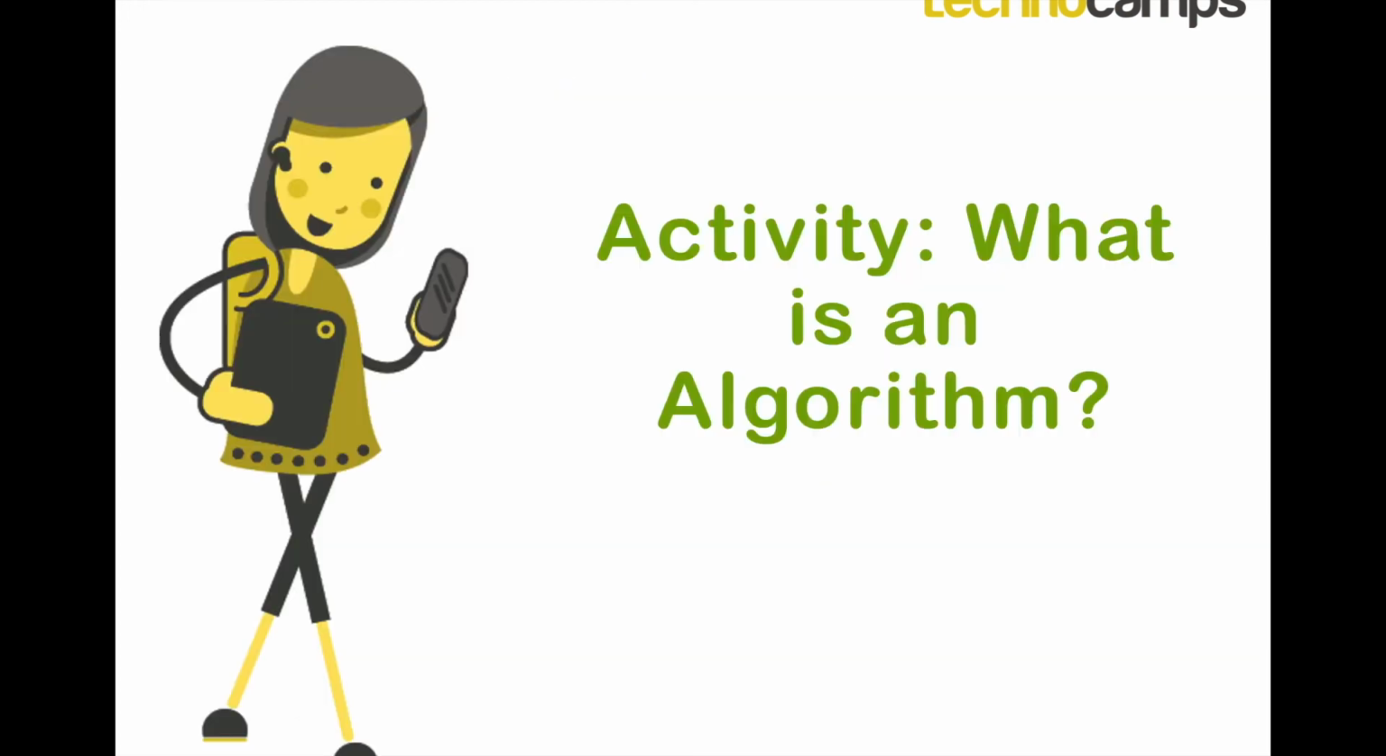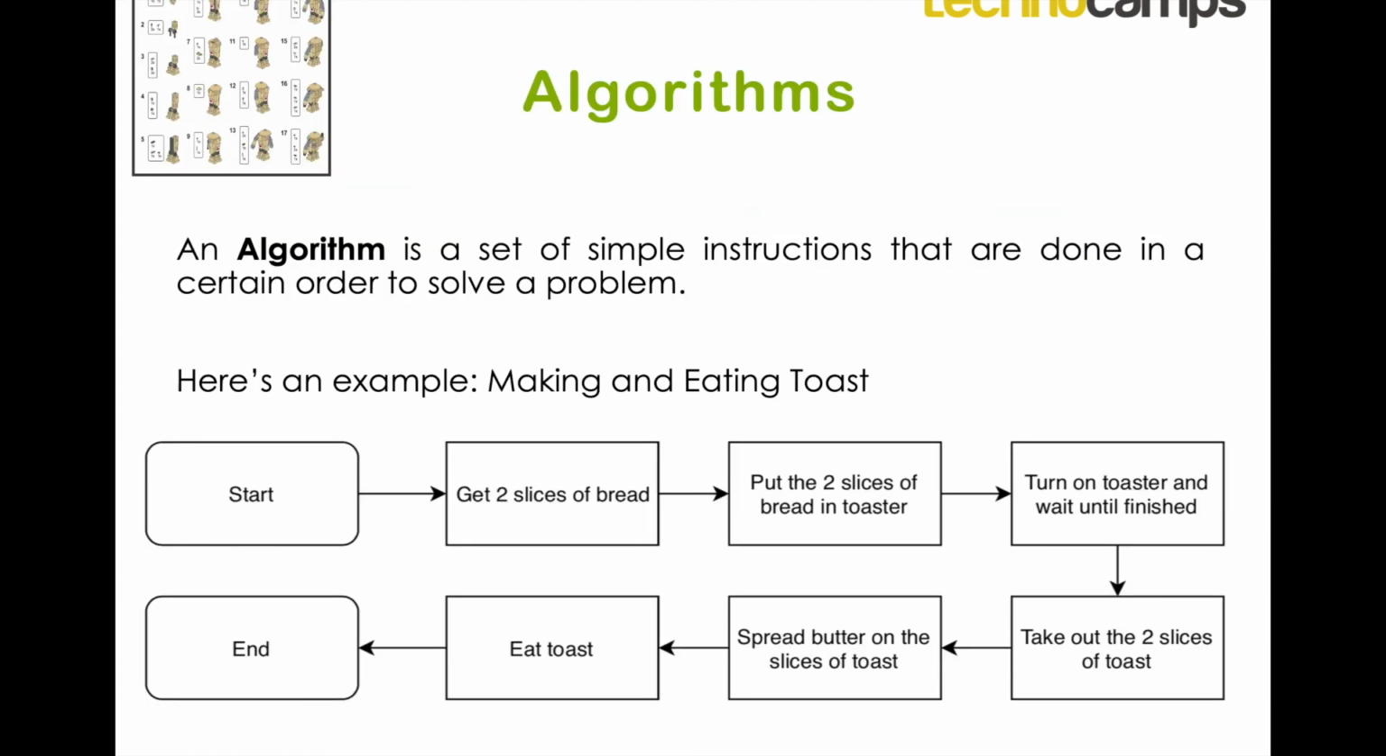And finally, we're going to talk about algorithms and what is an algorithm. An algorithm is just a set of simple instructions that are done in a certain order in order to solve a problem. So there we've got an algorithm for making toast. All of these instructions need to be completed in this order in order to solve the problem of how to make toast.